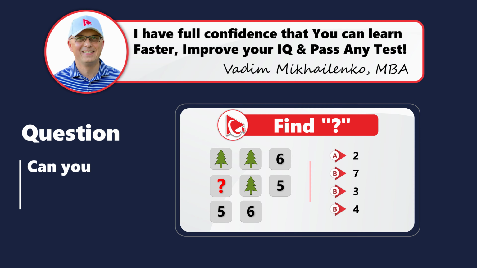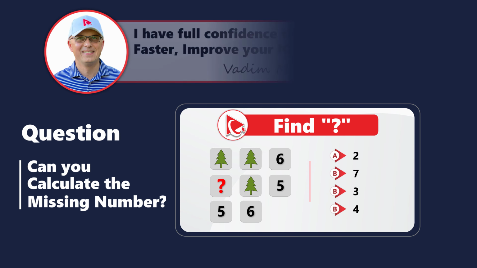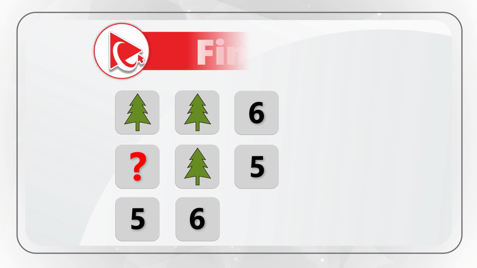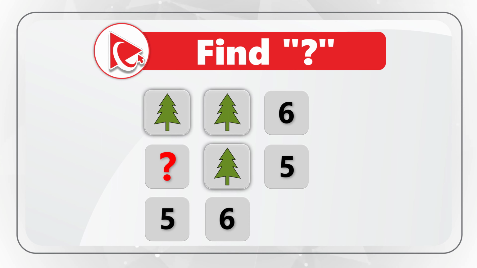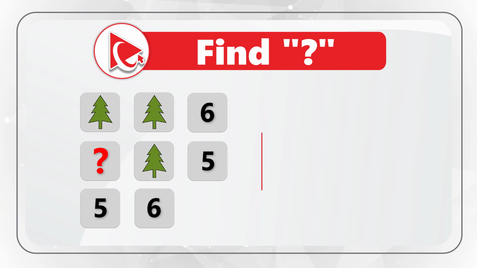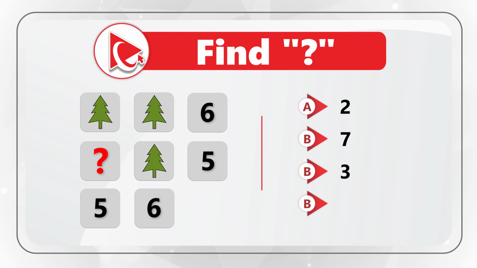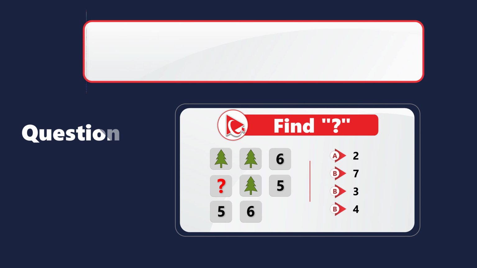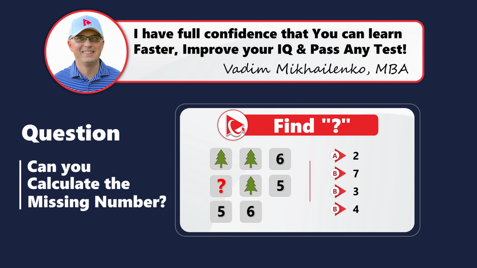Here's a phenomenal question where you need to find the missing number. You're presented with a 3 by 3 shape, which contains evergreen trees, numbers, and a question mark. Based on what you see, you need to calculate the missing number, and you have 4 different choices. Choice A, 2, choice B, 7, choice C, 3, and choice D, 4. Take a close look to see if you can come up with the logic and the answer. On my end, I am moving forward to share with you my version of the solution. And obviously, if you have a better way to solve it, please make sure to post in comments.